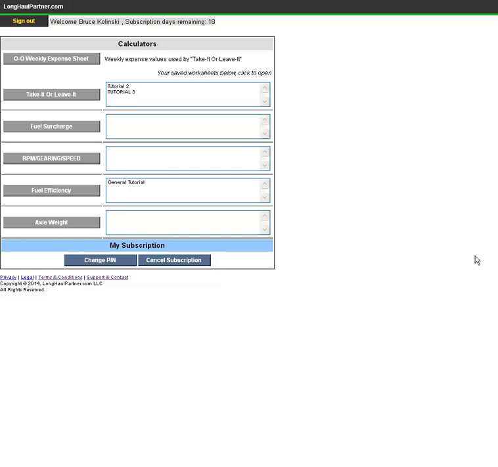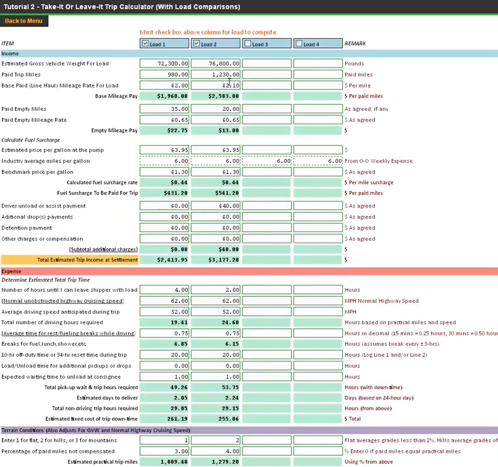This video is going to deal with our take it or leave it calculator. It's going to walk you quickly through how you can compare two different loads. Notice load 1, load 2. We won't mess with load 3 or load 4 today. Obviously, you can compare four loads if you wish.